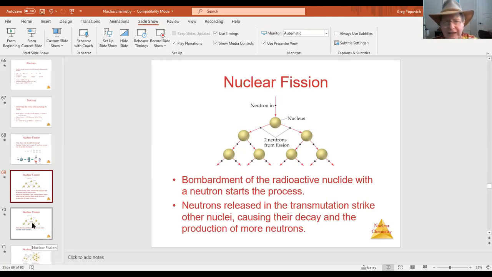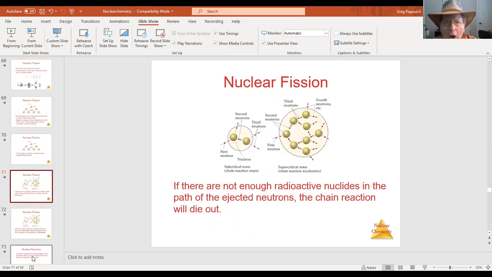So what happens is I get all of these radionuclides going. If I don't have enough material, if I don't have enough fissile material there, then my reaction's going to die off.